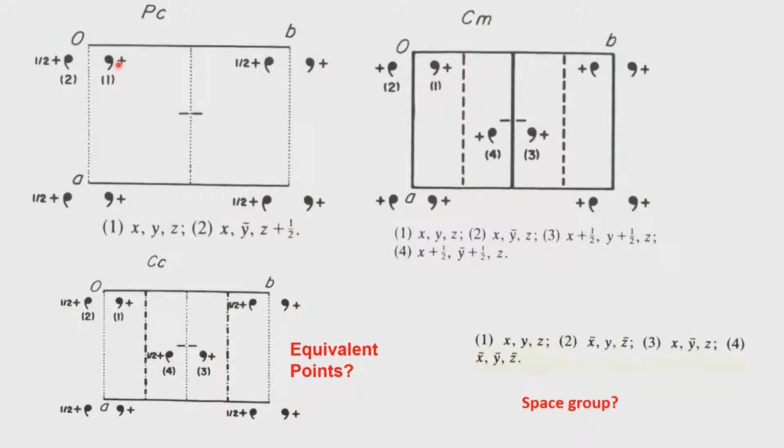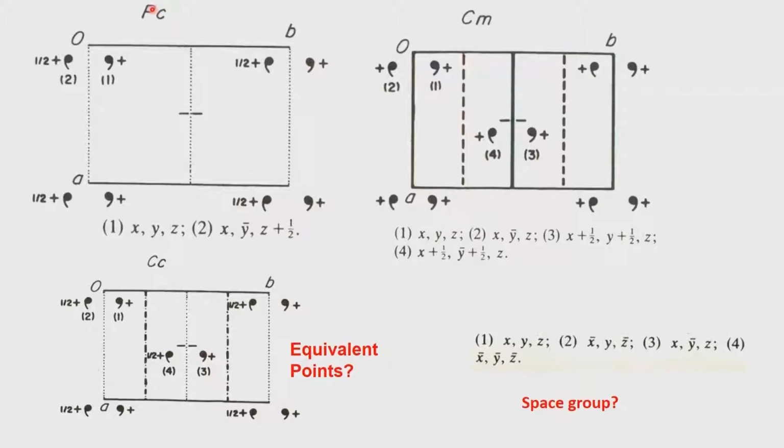You have the position x, y, z, and now you operate the mirror symmetry. The mirror symmetry will take it to the other side, and then it will not stay quite there. It will move along one of the directions. Which direction it will move is given by the half here. That means it is moving half the distance along the c direction, since this space group is Pc.